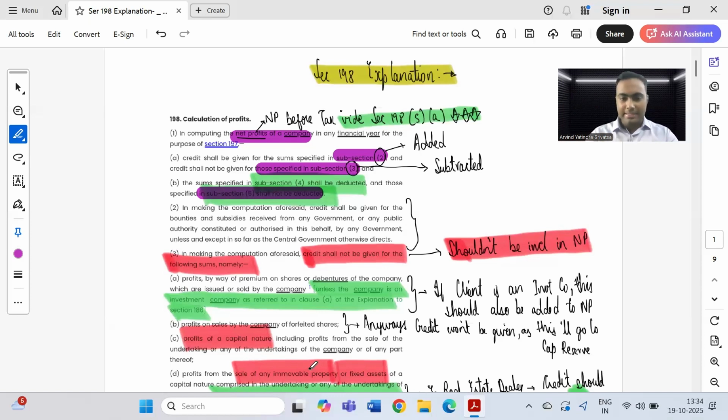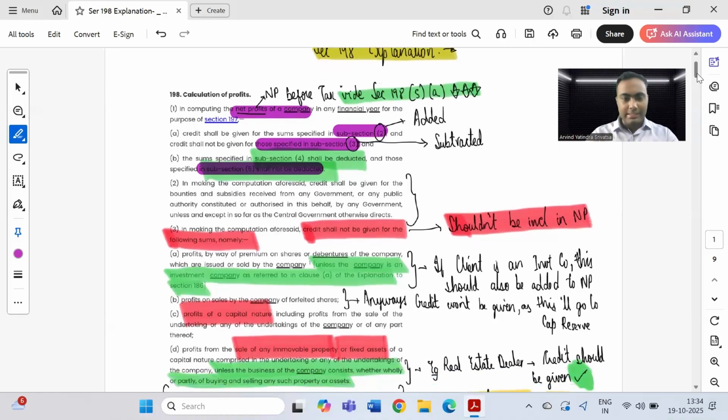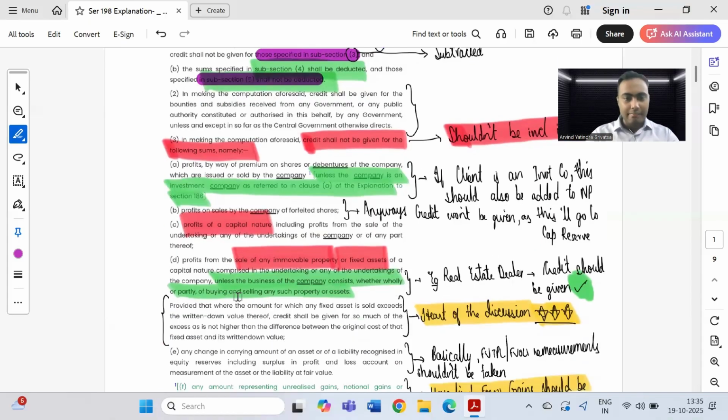Next, profits from the sale of any immovable property or fixed assets of a capital nature comprised in the undertakings or any of the undertakings of the company, unless the business of the company consists, whether wholly or partly, of buying and selling of any such property or assets. So basically what they're saying is you have to remove the profit.